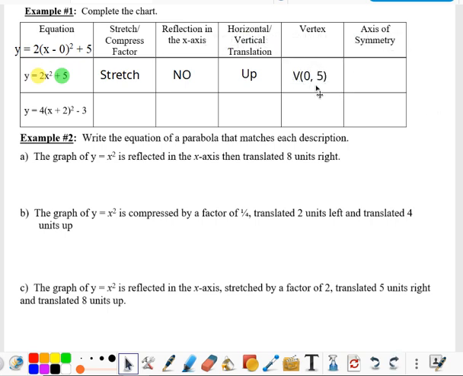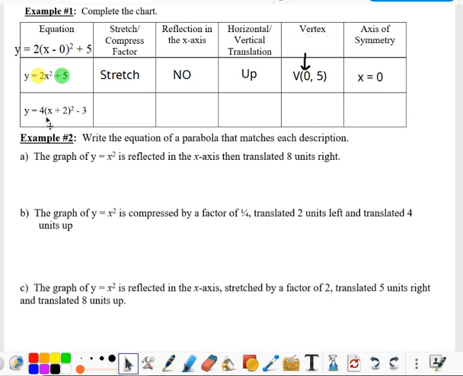I always put a V beside the vertex. It's not really necessary, but I like to do it. You don't have to do it, but you can if you like. And given the vertex, you know that the equation of the axis of symmetry comes from this x value of the vertex, or the h value, and it's x equals 0.